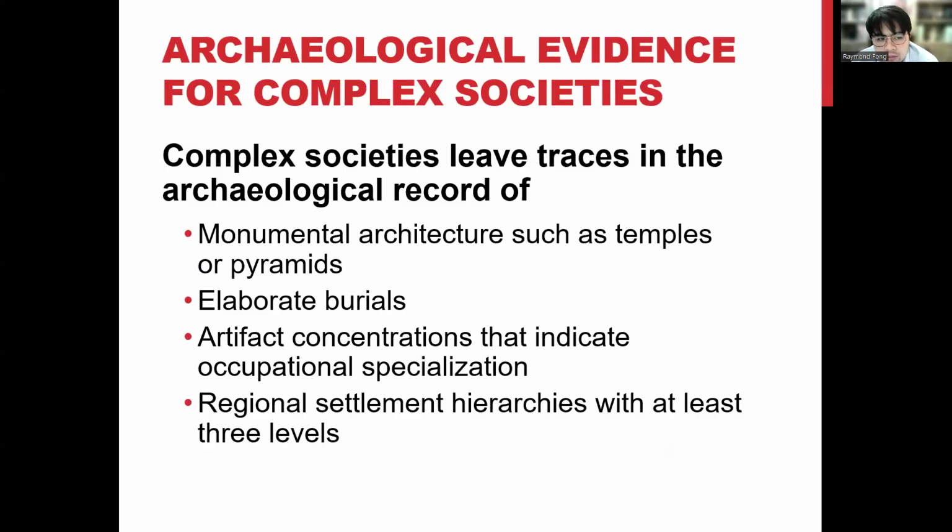Okay. Now, archaeological evidence for complex societies. How do we know as archaeologists that a society is complex? Well, there are a few signs, right? They leave traces in the archaeological record of monumental architecture, such as temples or pyramids, elaborate burials, and I'm going to talk about that in a second, artifact concentrations that indicate occupational specialization, and finally, regional settlement hierarchies of at least 3 levels.